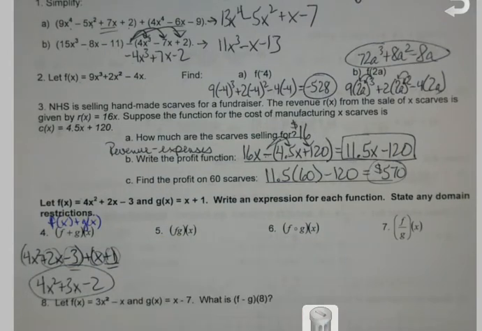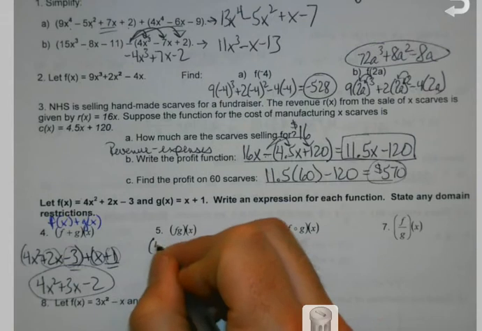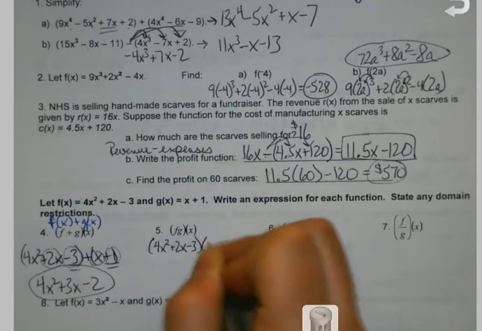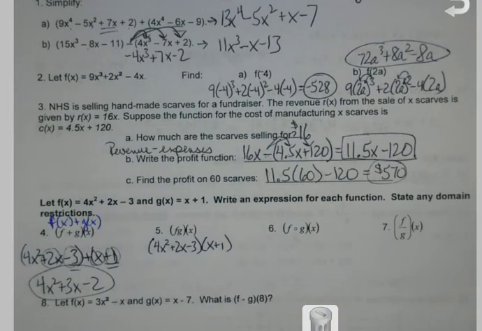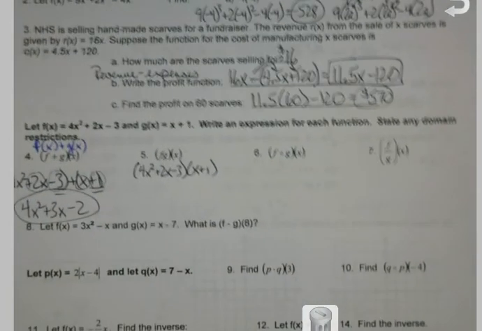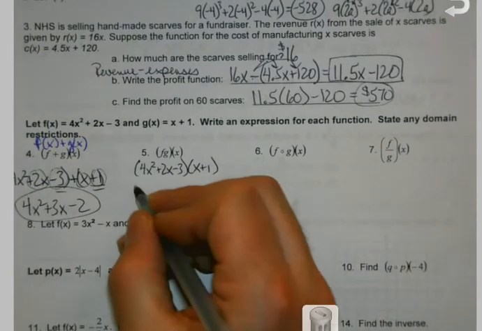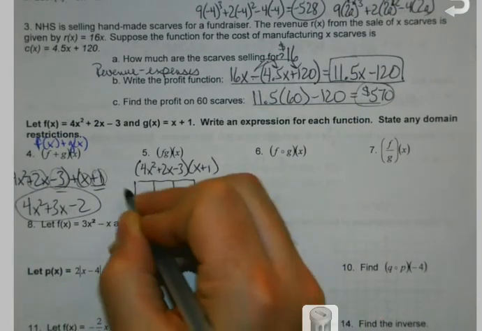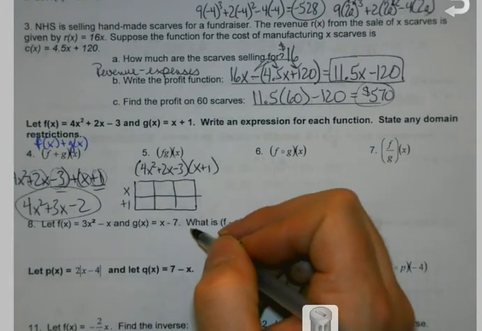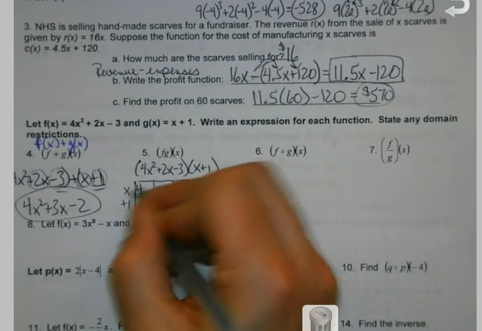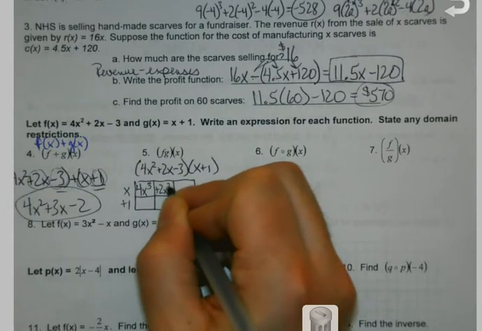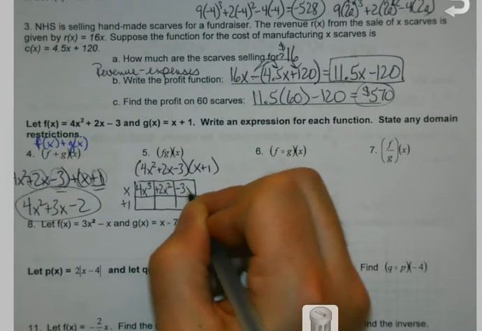F times g of x. Now I know some of you like doing this just with distributing, which is fine. Some of you like doing that little box thing. So like if you were going that route, maybe you could set this up this way, and then you're just multiplying the sides to fill in the box as you go.